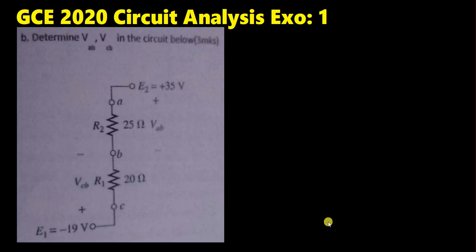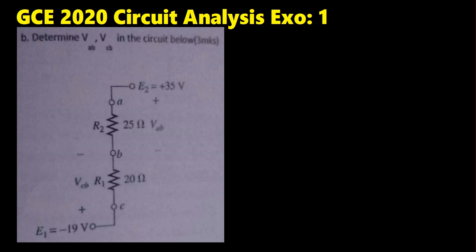Today we are going to solve an exercise under GCE 2020 Circuit Analysis, exercise number 1. The first question was to determine the voltage VAB and VCB in the circuit below. We discovered that on this circuit, let me take the right pen. I'm going to take the white one.